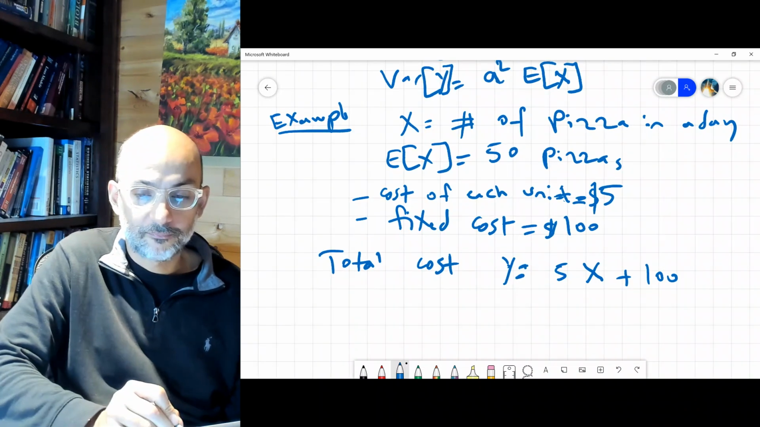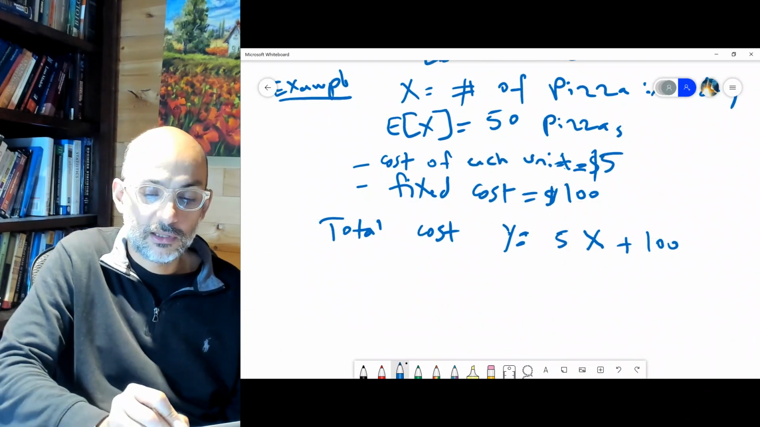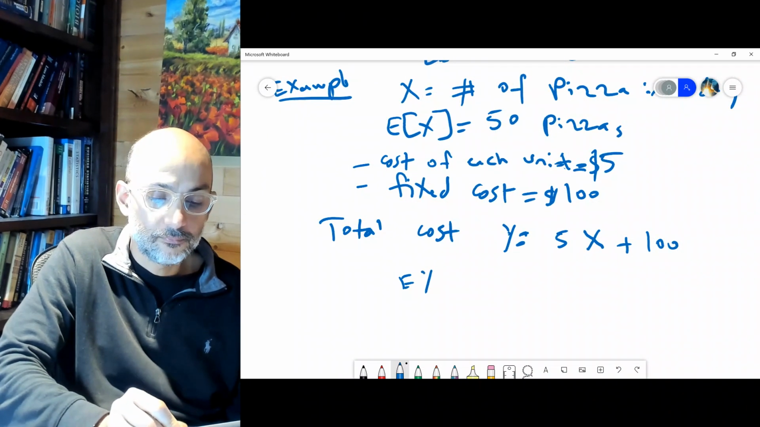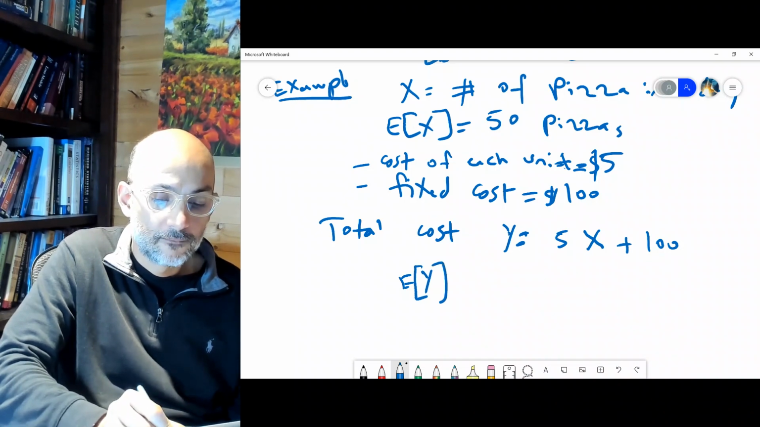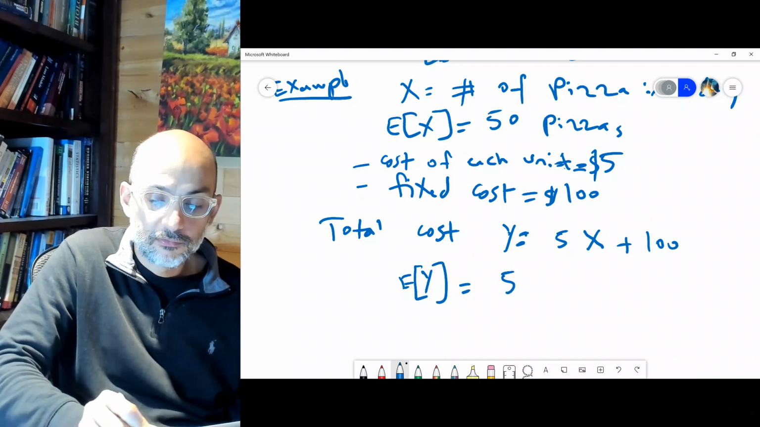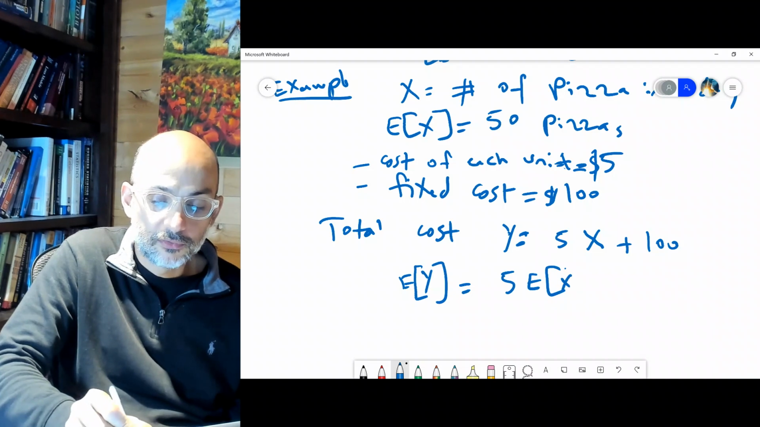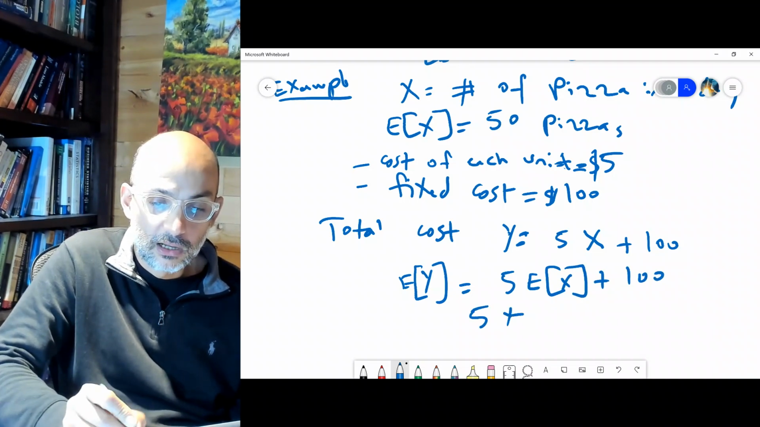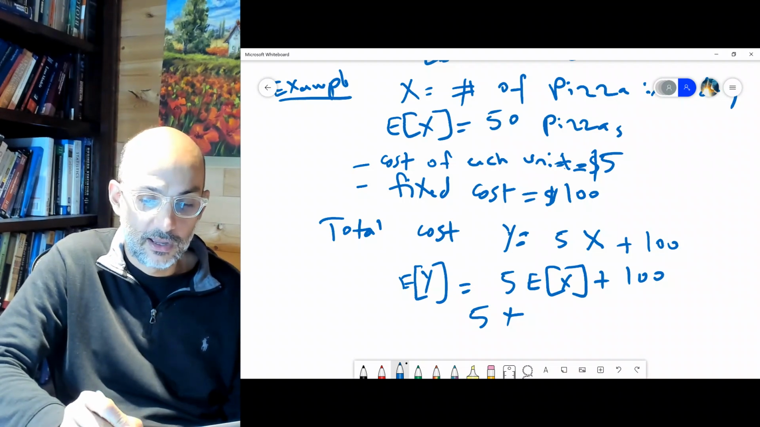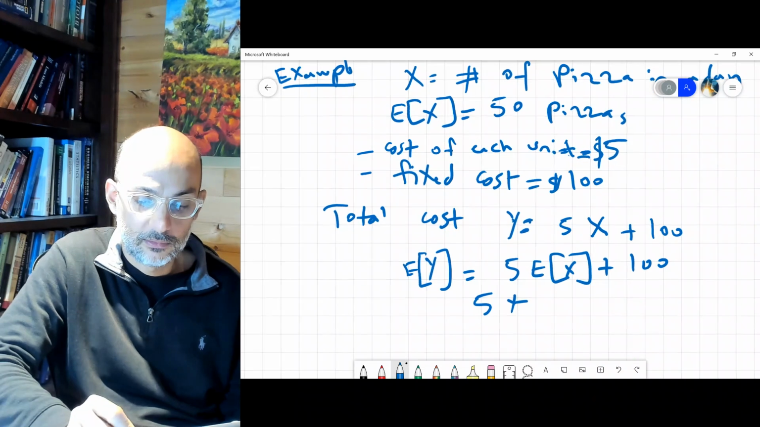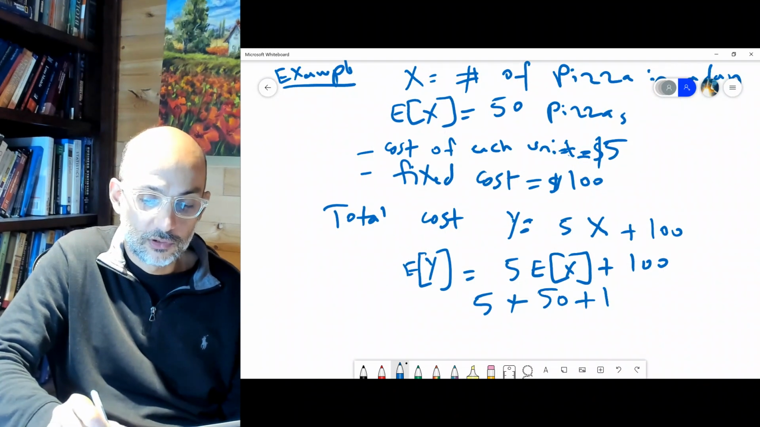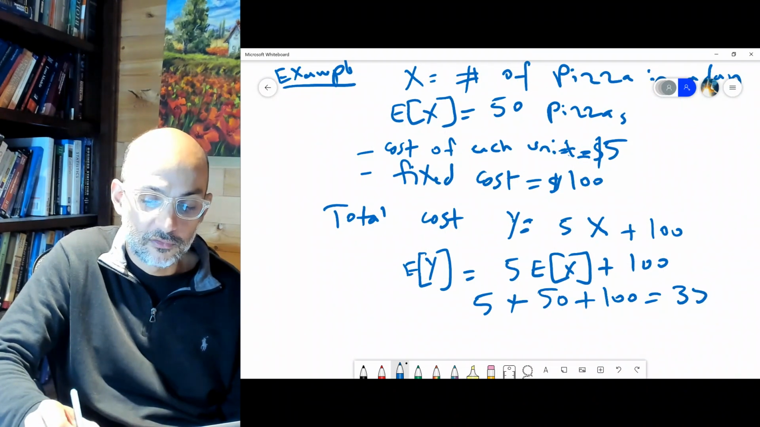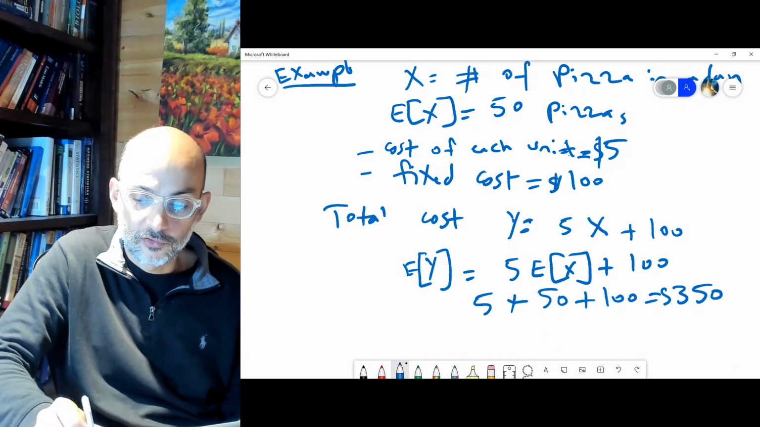So the question now is, what is the expected value of Y? It's simply 5 multiplied by the expected value of X plus 100. So it's 5 multiplied by the expected value of X, which we said is 50, and we add to it 100, so it's 350. Did I get it right? And this is in dollars, right?